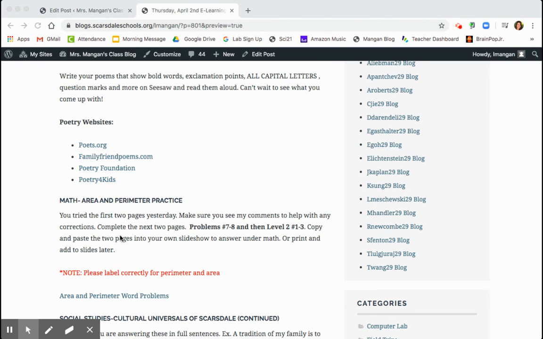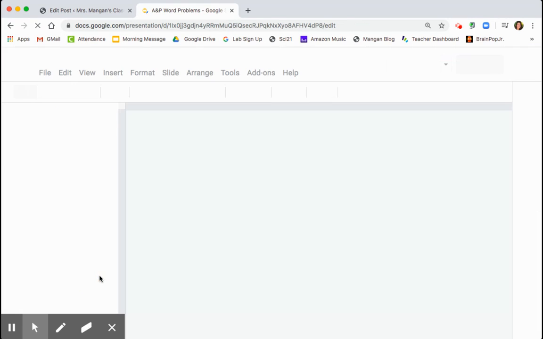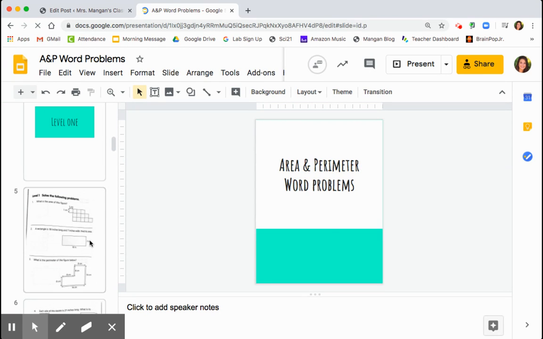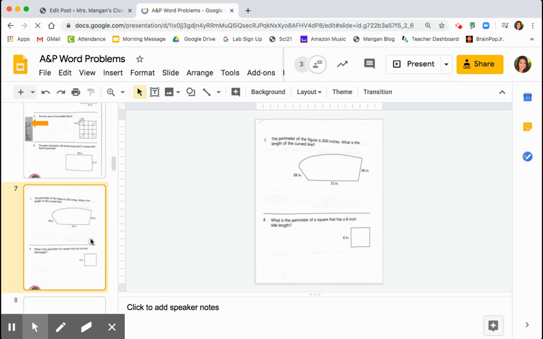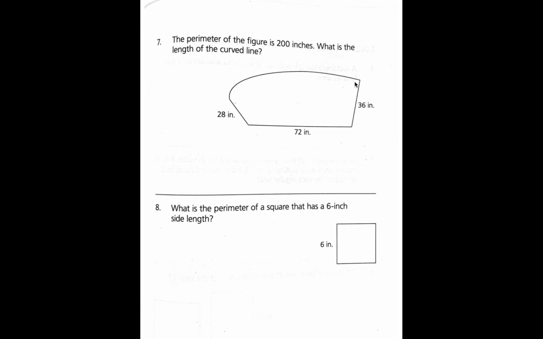For math today, you're going to continue the practice problems. So the same document you were looking at yesterday, there's section 1, level 1, and you're going to finish up level 1. We did page 5, 6, and today you're going to be doing page 7, which is number 7 and number 8. So let's look at these real quickly. It says that the perimeter of the figure is 200 inches. What is the length of the curved line? So we know that this side plus this side plus this side. And if you subtract that from 200, that will leave us with this side.